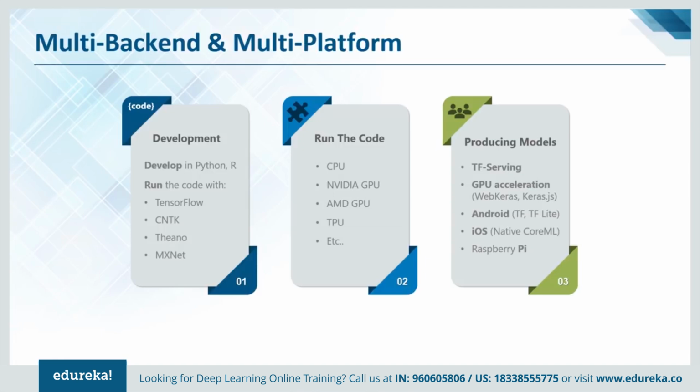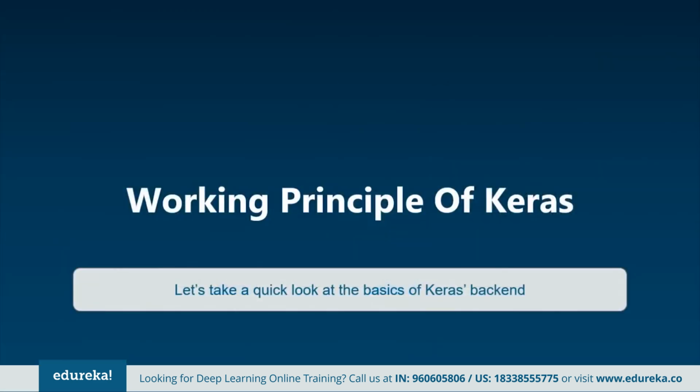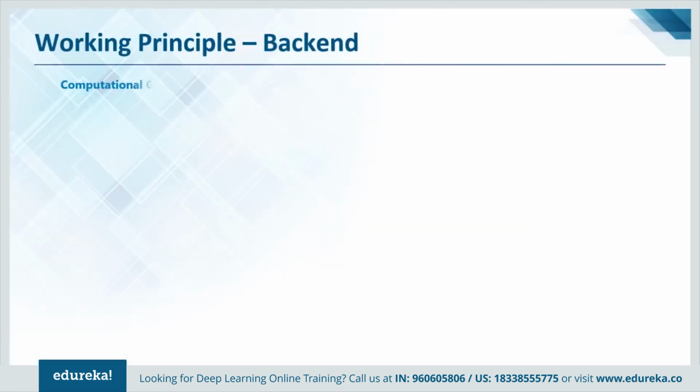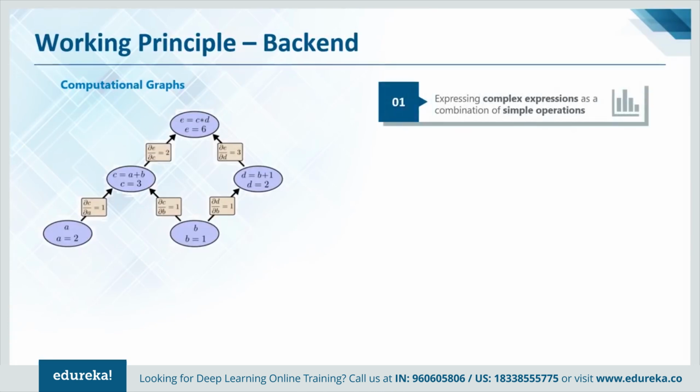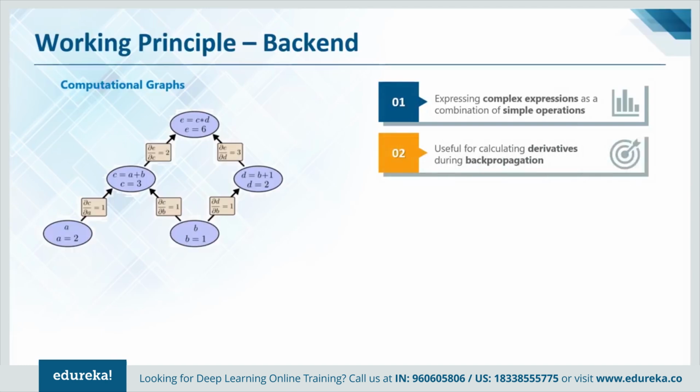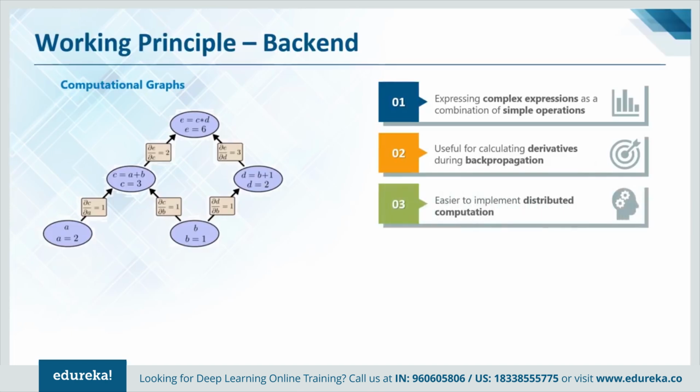So guys, moving on, we need to check one quick concept which forms the backbone as a working principle of Keras. So let's check out a computation graph. Here is an example for you guys. Just before decoding and working our way through the graph, let's look at the features. So guys, do note that computational graphs are used for expressing a complex expression as a combination of simple operations for Keras to work with. It is mainly useful for calculating the derivatives during the phase of backpropagation, and hence it makes it easier to implement distributed computing on the whole.